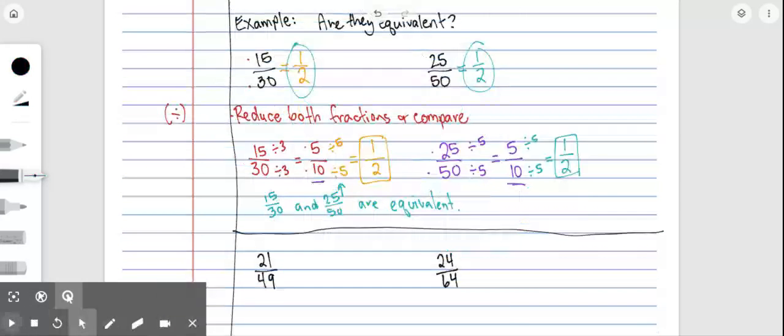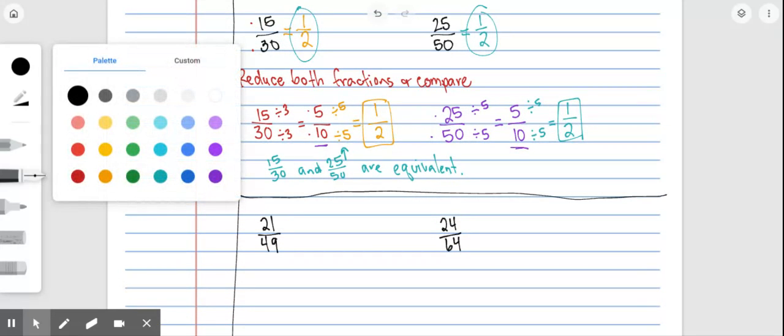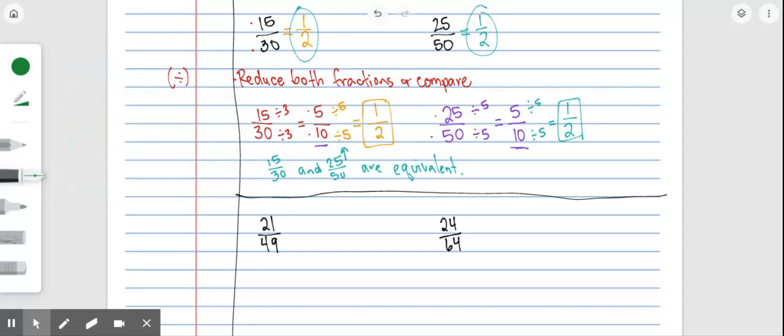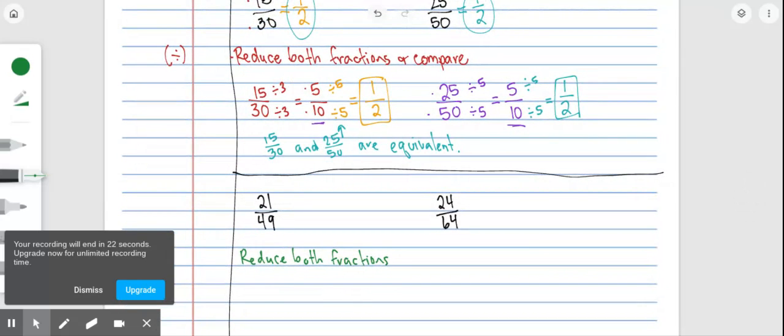Let's try another one. This time I have 21/49ths and 24/64ths. We want to figure out if they're equivalent. Same first step, we need to reduce both fractions. I'm going to start with the one on the left, 21/49ths. What number divides 21 that also divides 49? This one's a little tricky because it's one of those numbers that's hard to remember. 7 divides both 21 and 49. I'm going to finish this in the next video.